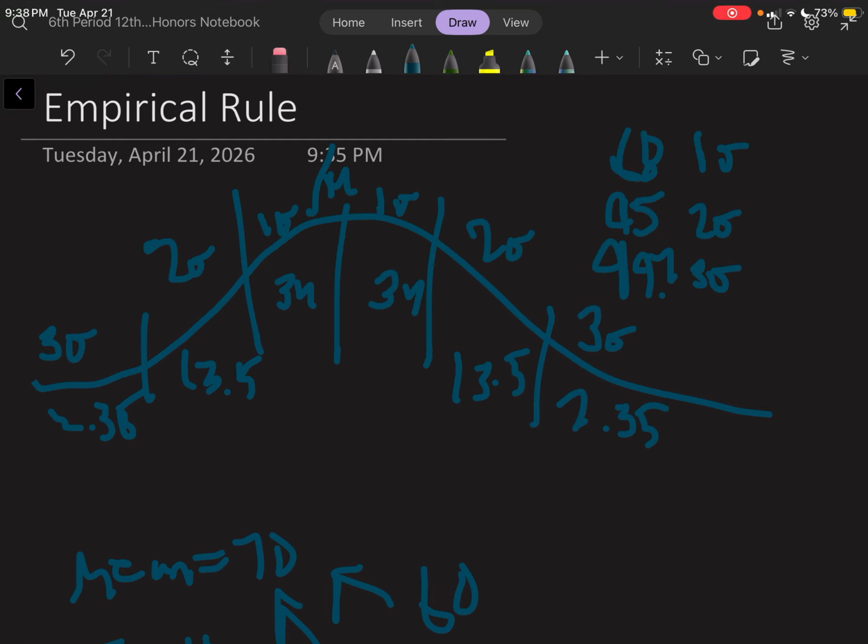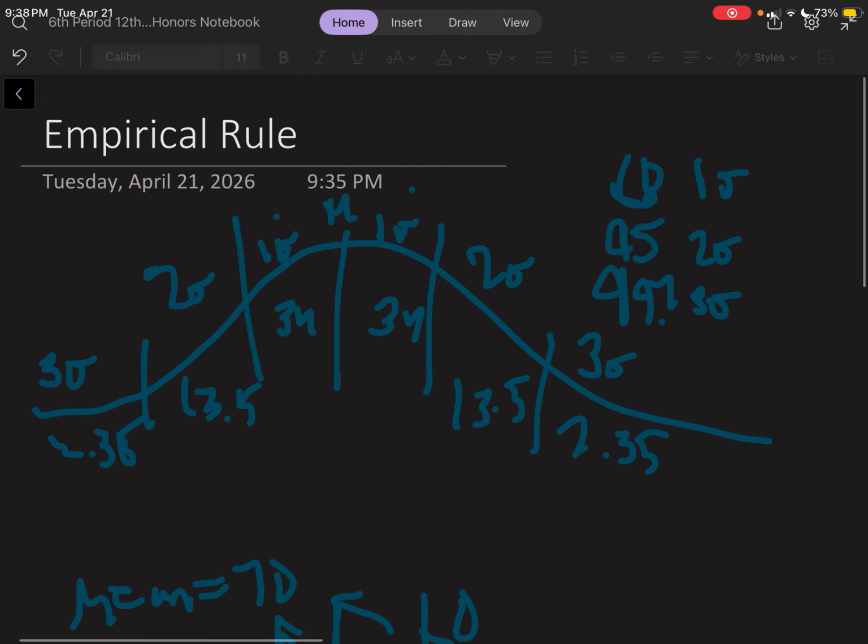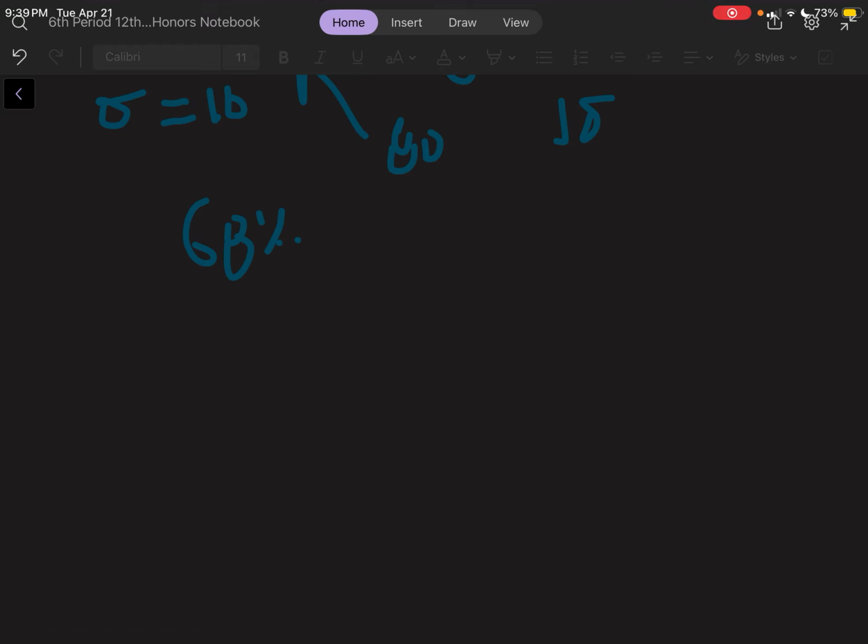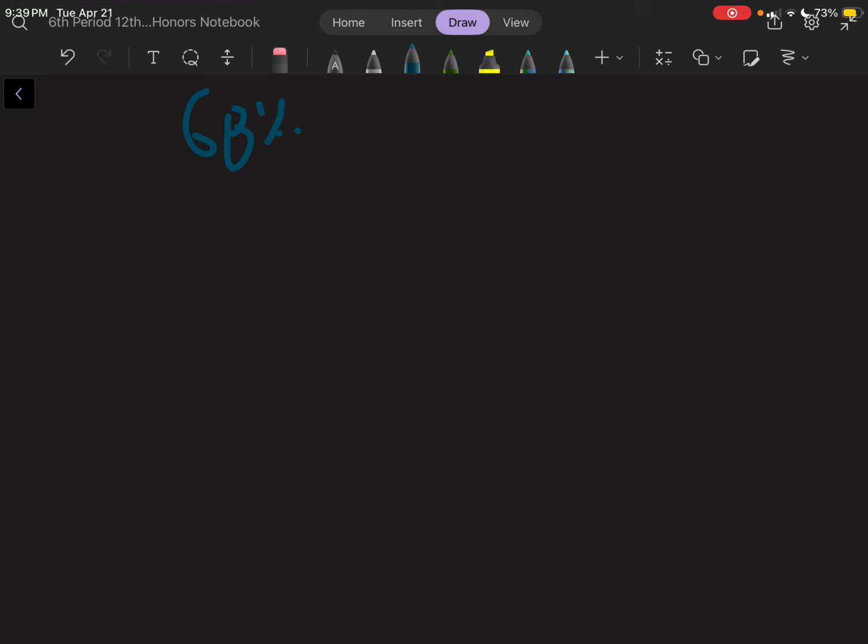Now, if you look at it on this chart right here, on this bell curve, you see that here there's 1 standard deviation, and that makes sense because the mean is 70 and the standard deviation is 10. So if you go 1 standard deviation either way, it's only 1. So this is 68%.